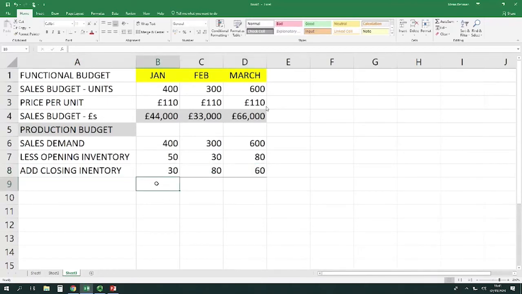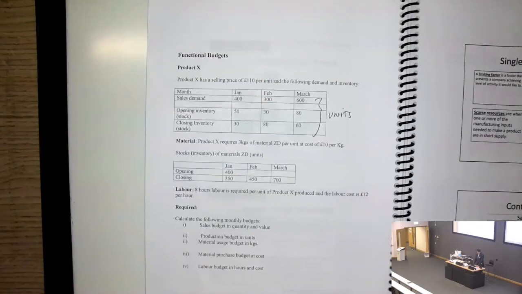So 400 less opening plus closing. So that is our production budget, folks.